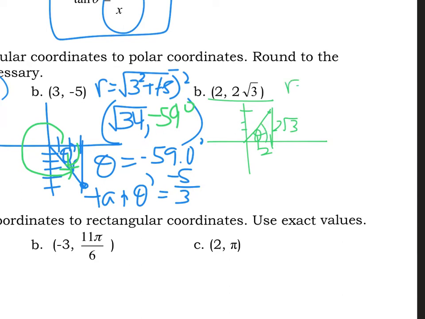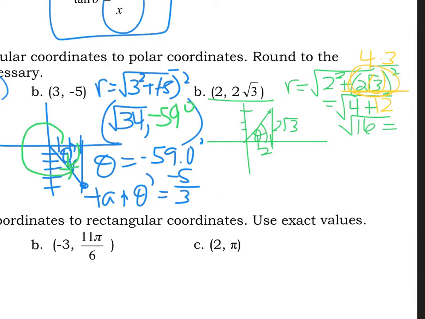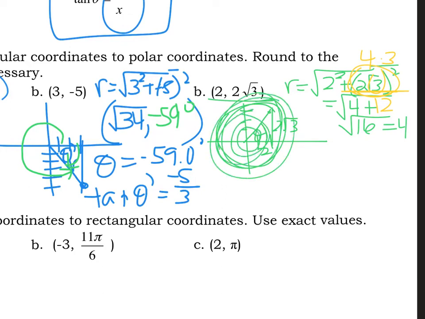All right, first let's find r. R is the square root of 2 squared plus 2 rad 3 squared, which gives us the square root of 4 plus... Now, do you know how to square this? Square the 2, square the rad 3, and you get 12. So you get the square root of 16, which is 4. So we're out here on circle 4. So 1, 2, 3, 4. So r is 4, and what's theta?